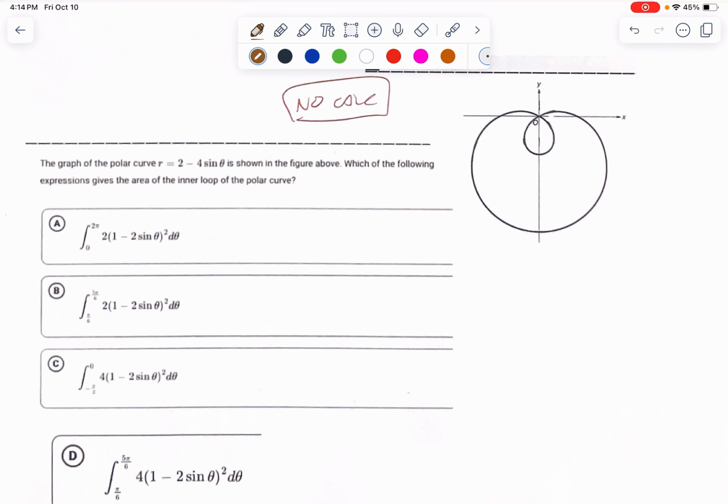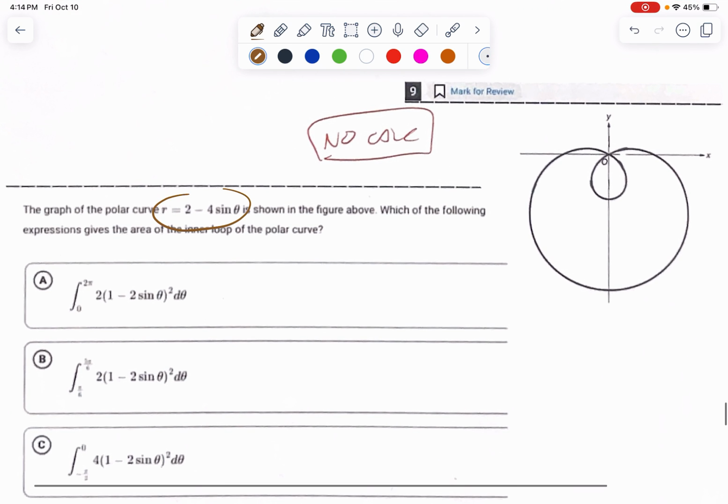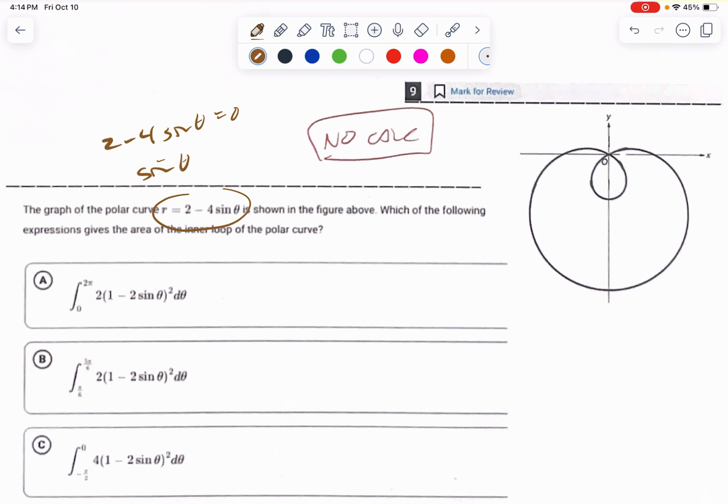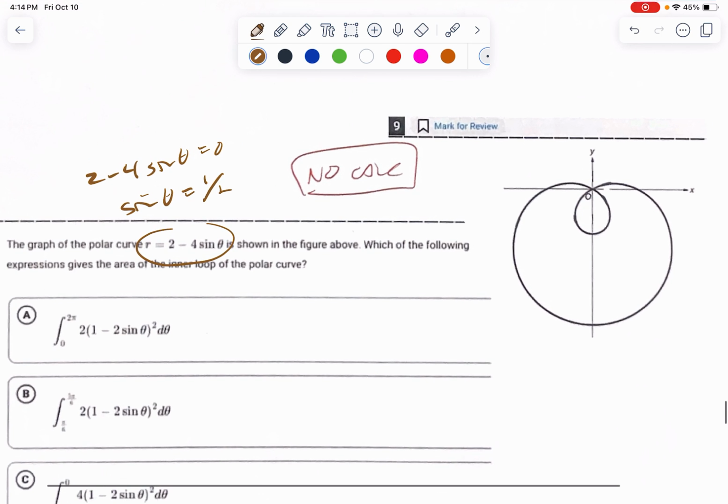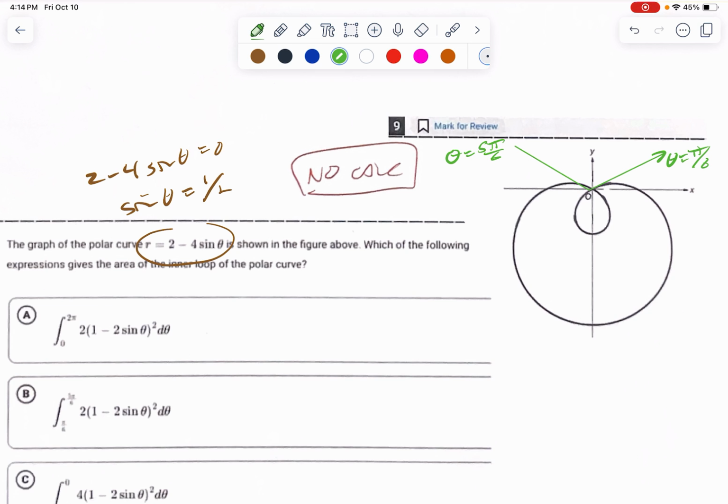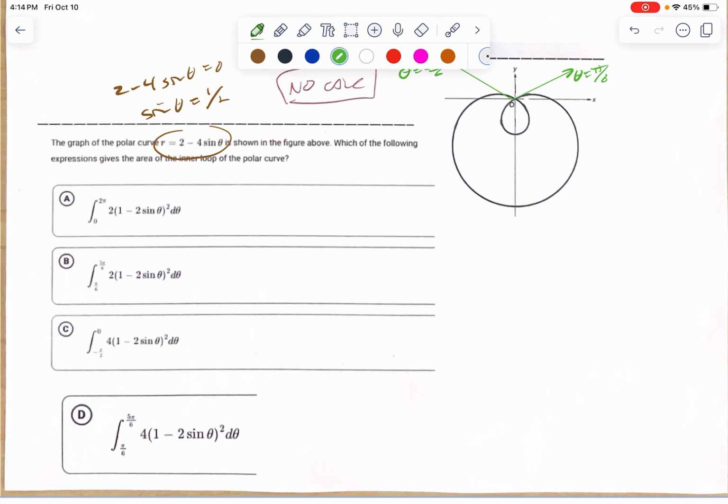Okay. And area of the inner loop here. Inner loops begin and end when r is equal to 0. This means sine of theta is equal to 1/2. This inner loop begins at theta equals pi over 6, and it ends at theta equals 5 pi over 6. So the area of that inner loop would be integral from pi over 6 to 5 pi over 6 of 1/2 times the function squared.